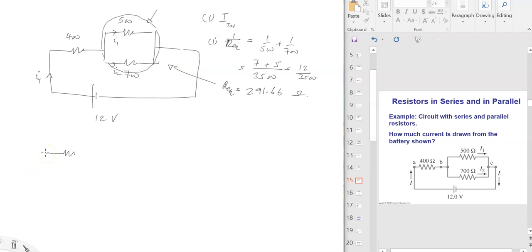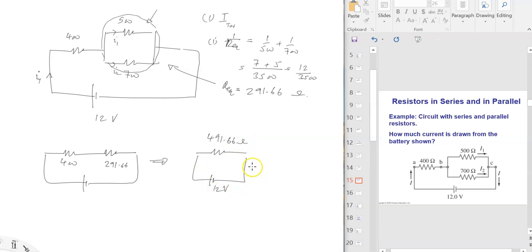So then it looks like 2 resistors in series, 400 here, 291.66 over here, and the battery. These two are in series, so you just add them together, and it comes down to a single resistor of 491.66 ohms connected to 12 volts. So V equals IR, 12 equals I times 491.66. Current equals 12 divided by that. So 12.